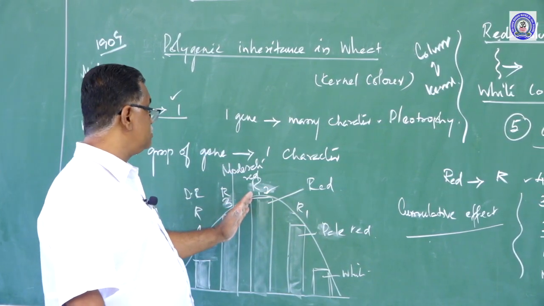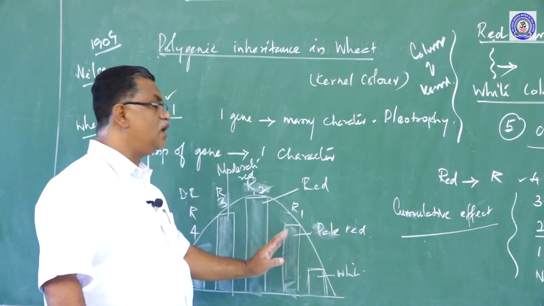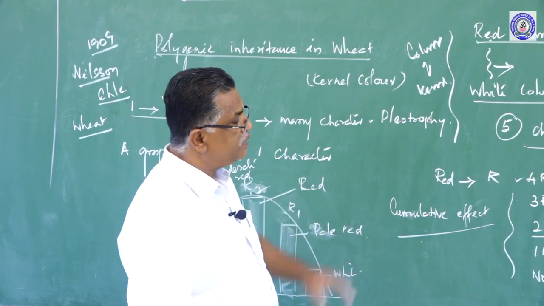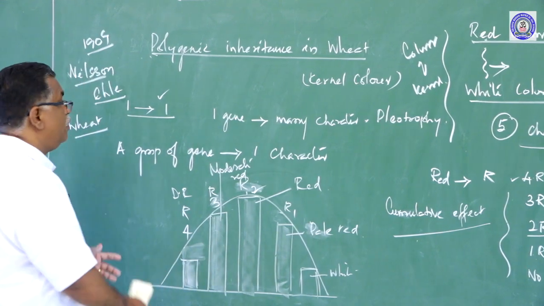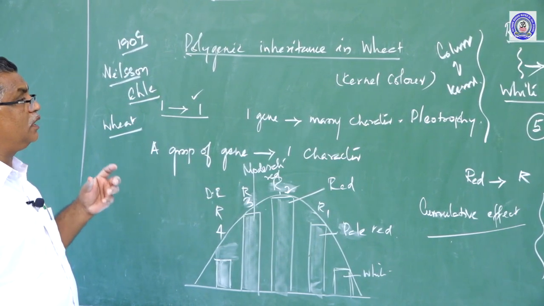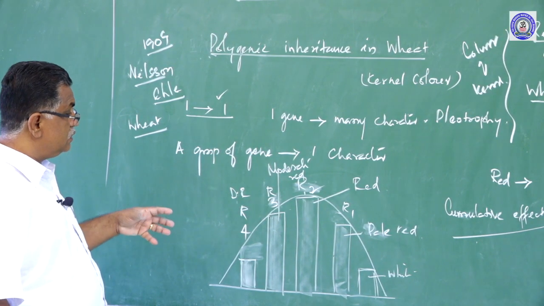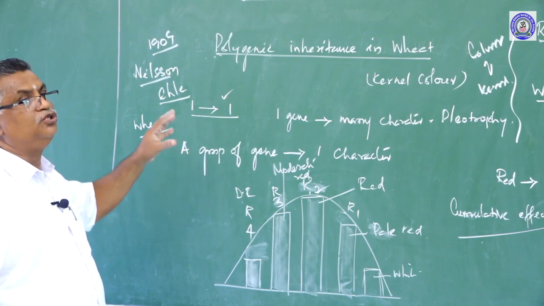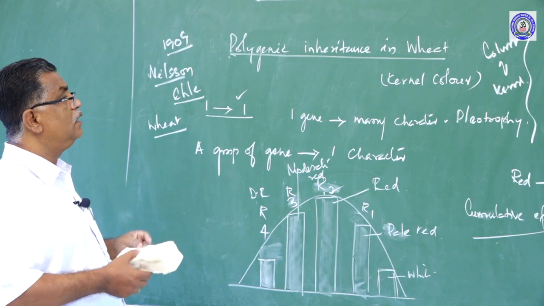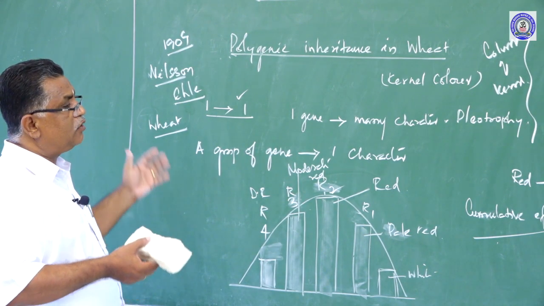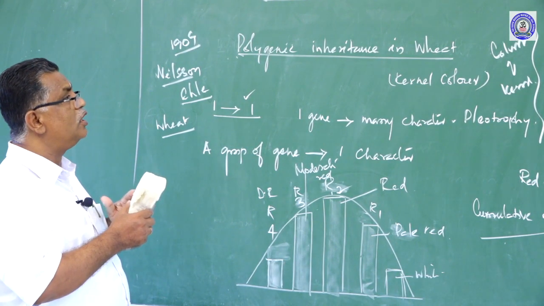With only two capital genes, you receive half of the color. With only one, it is pale red, and if no capital gene is there at all, it will be white. So the cumulative effect of capital R depends upon the number of genes present in an individual. The more capital genes there are, the more effect and the more color. If there are fewer, the color keeps decreasing. If no capital R is there, the color is not found in the grain.